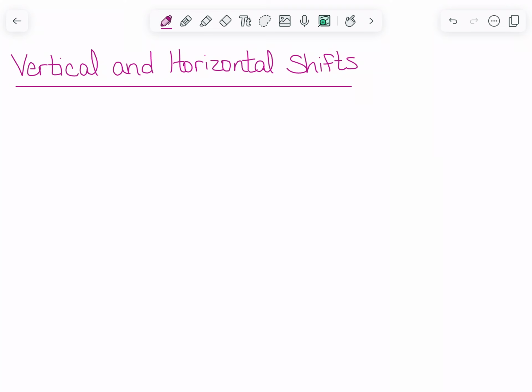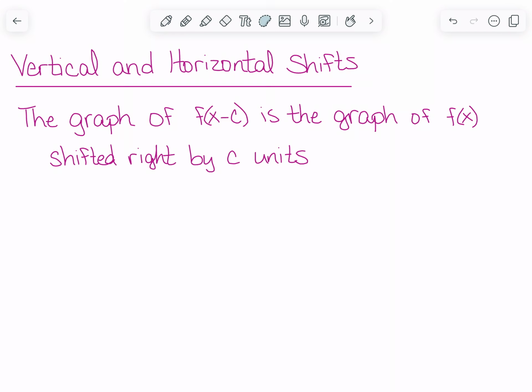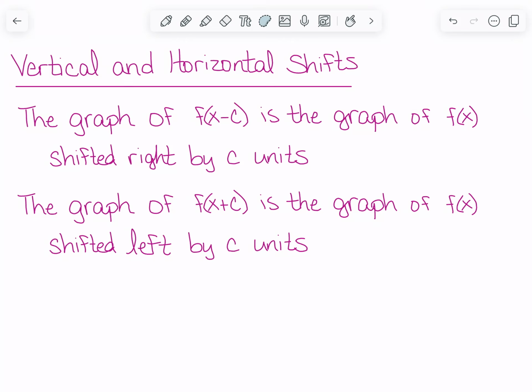These were all vertical shifts, shifting up or down, so let's look at shifting left or right. The graph of f of x minus c is the graph of f of x shifted right by c units. So subtracting a number from the x value will shift the graph to the right. Similarly, the graph of f of x plus c will shift the graph of f of x left by c units. It's important to note that these are in the opposite direction than expected. Subtracting a value shifts to the right and adding shifts to the left.